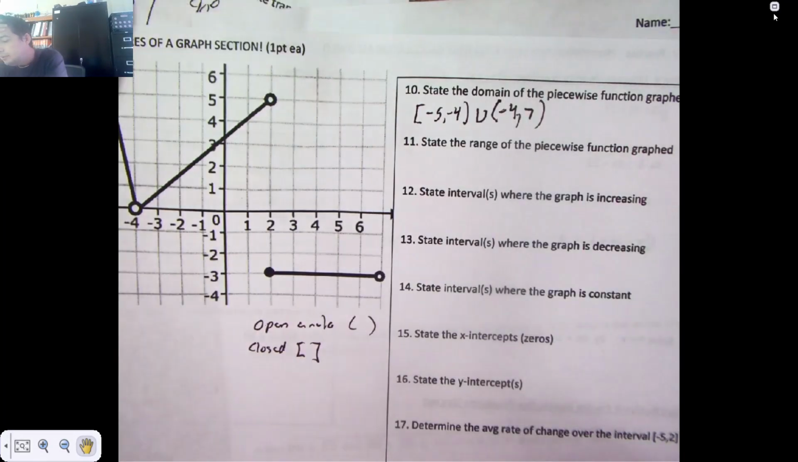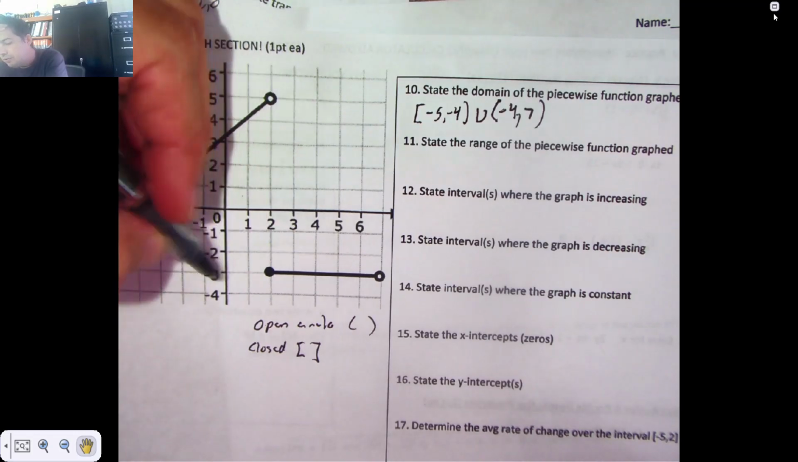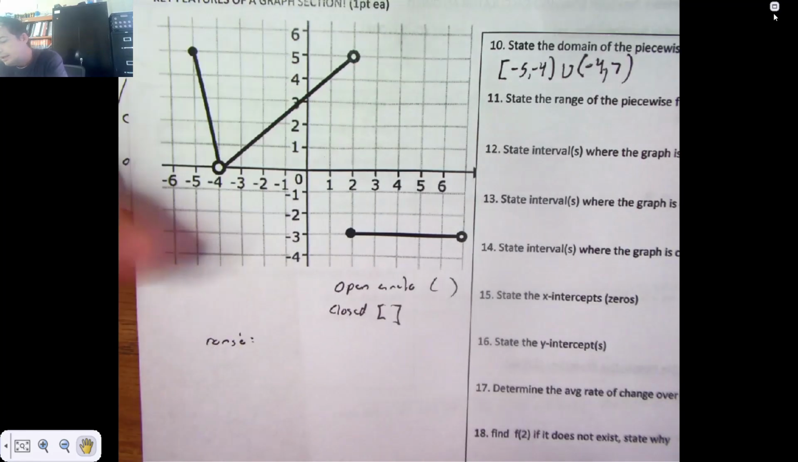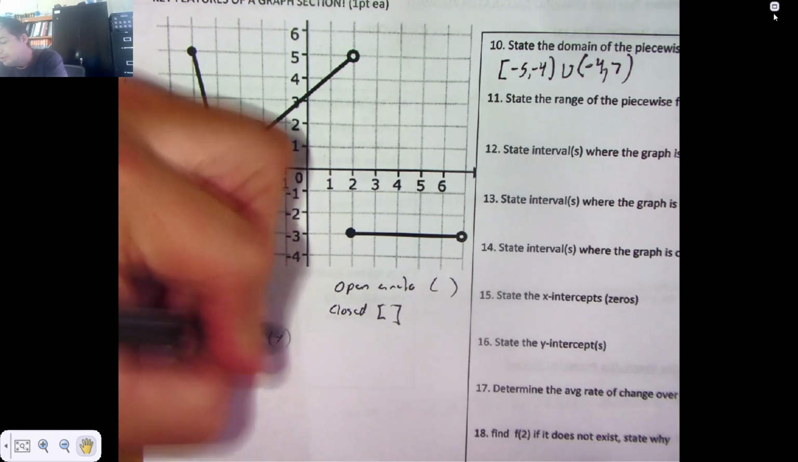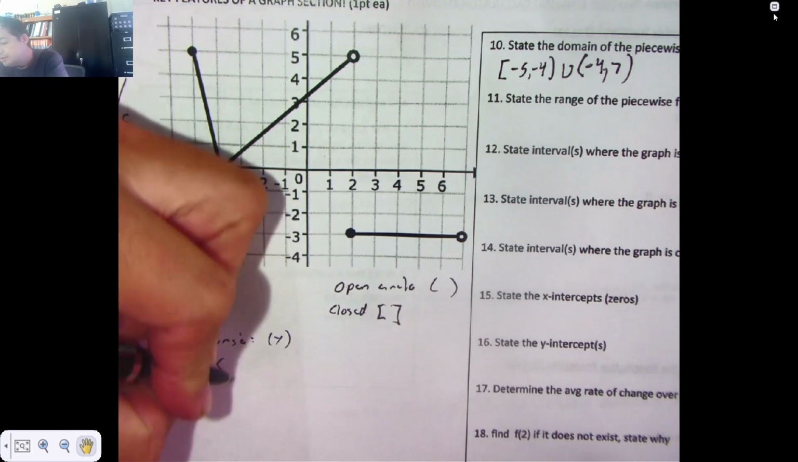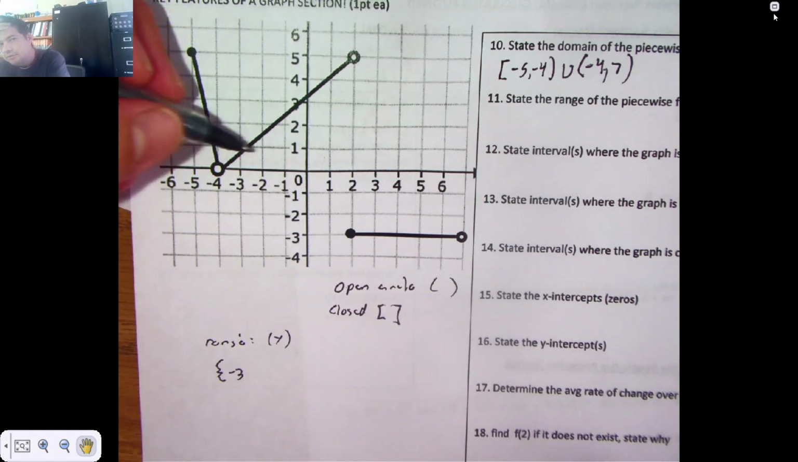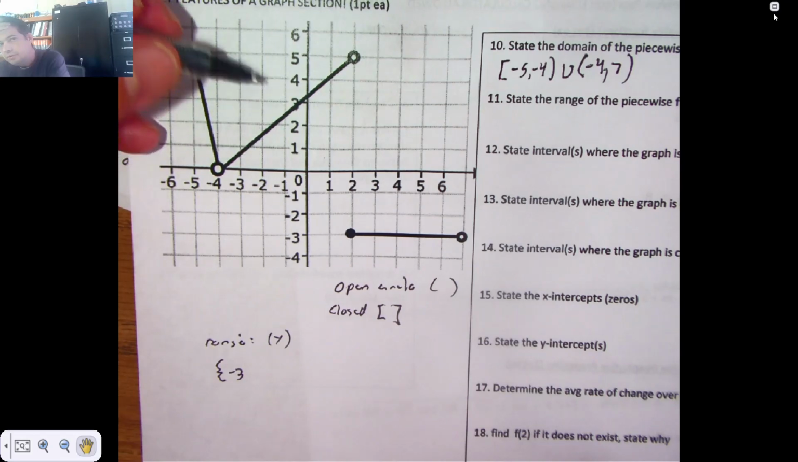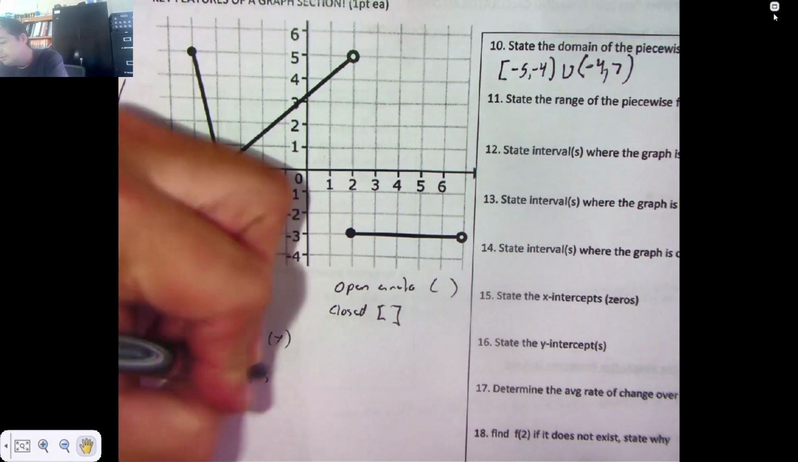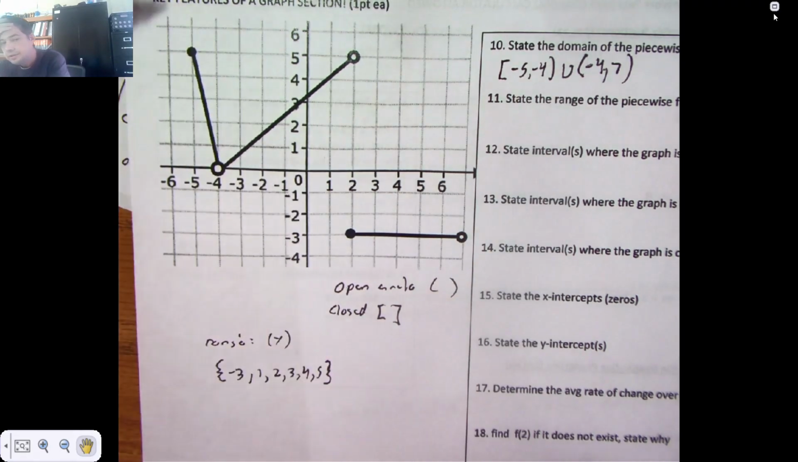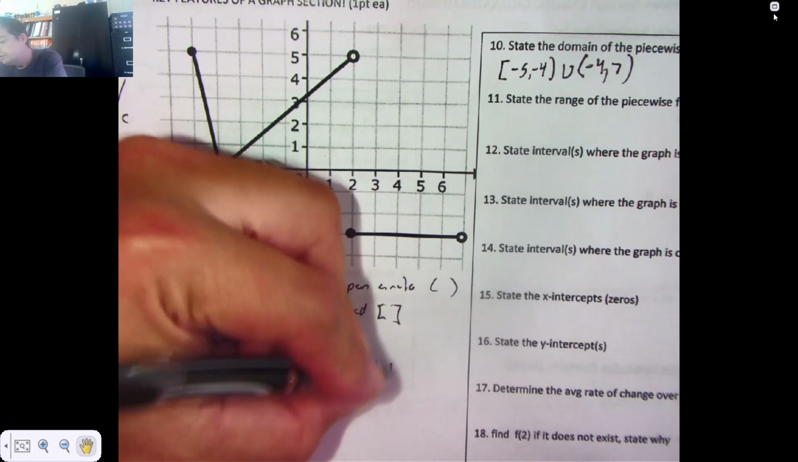All right. Number 11 is state the range of the piecewise function graphed. It has a low value of -3. Let's go old school, like when you're in Algebra 1. I see that y is -3. By the way, it's y. You might do something like this. Maybe you remember this. There's -3. There's nothing at -4, but there's really something close above it. There's 1, 2, 3, 4, 5. This is how you would have reported range in Algebra 1 on IXL. That would be the IXL way.